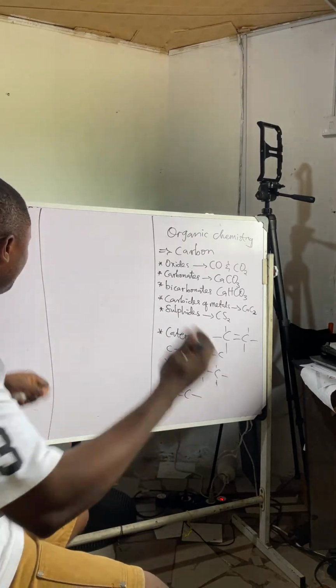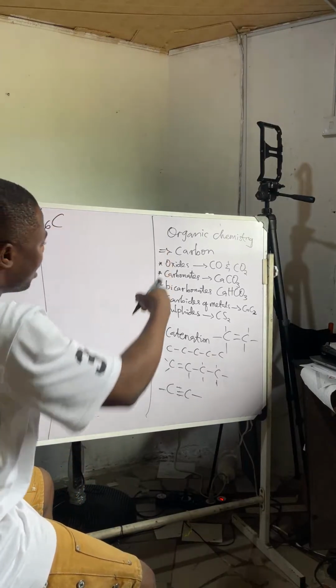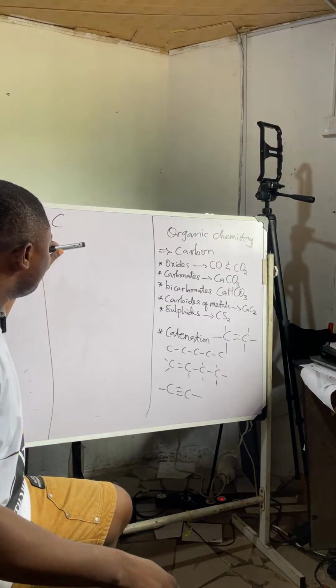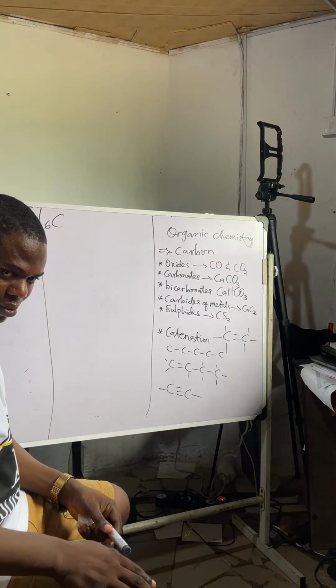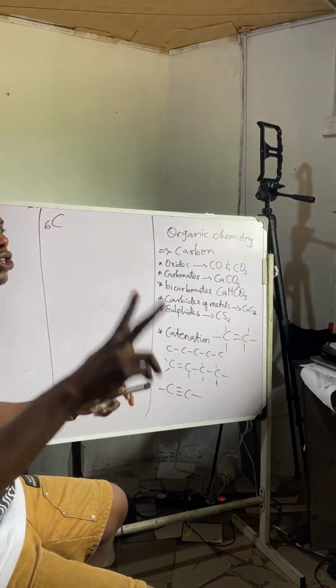Orbitals of the same energy level. Let me show you something quickly. A carbon atom, being the central atom of organic chemistry, is what is being hybridized. And you shouldn't forget there are just three types of hybridization that a carbon undergoes.